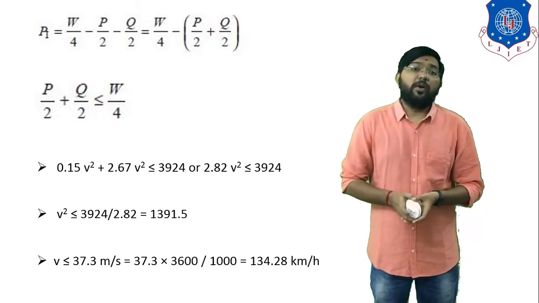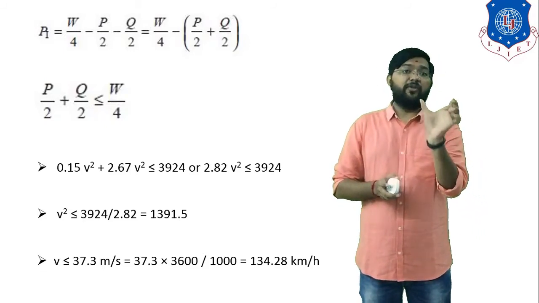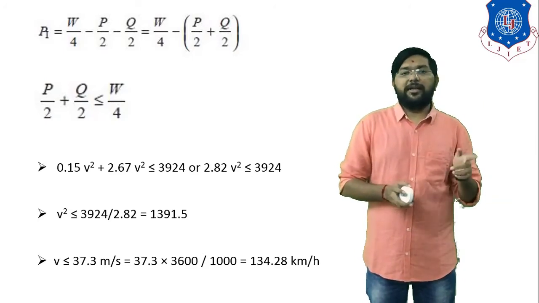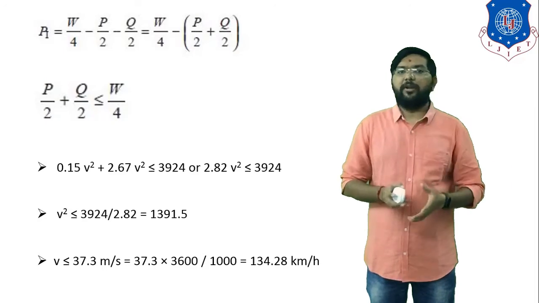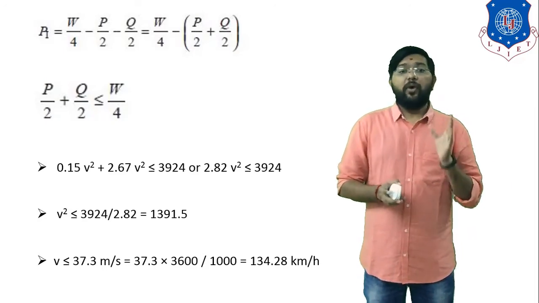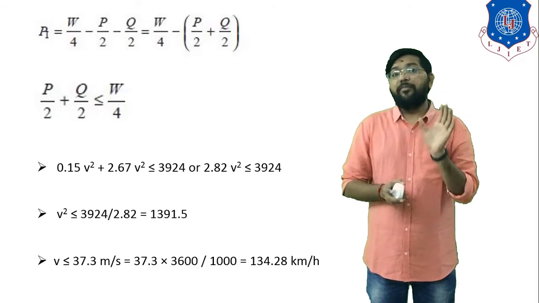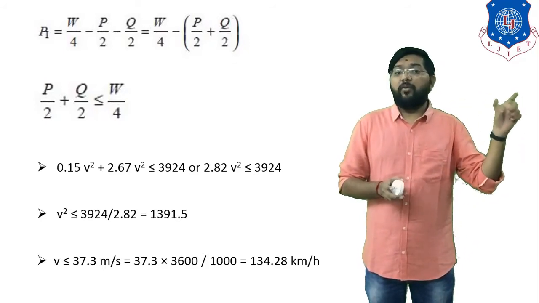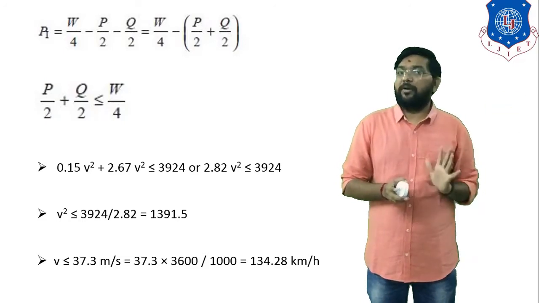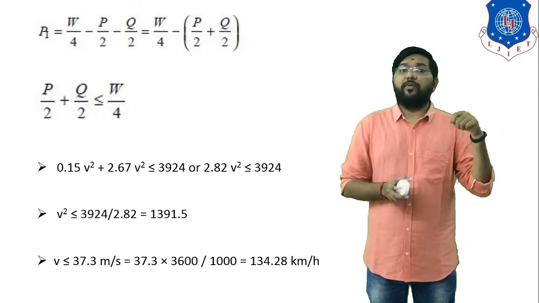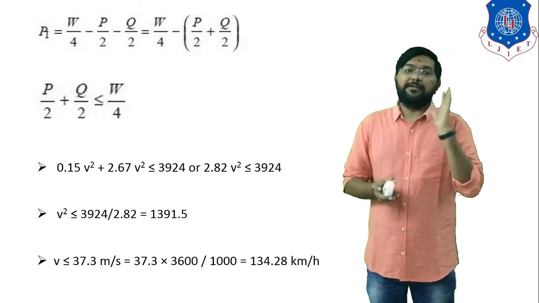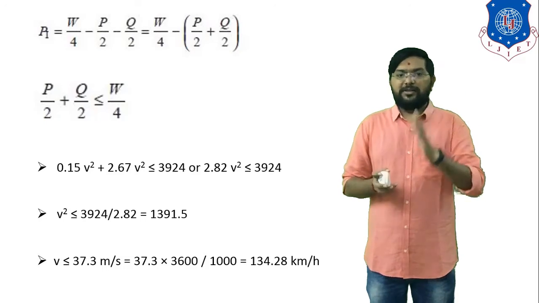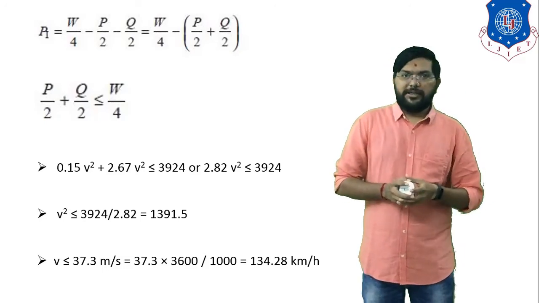But you have to convert this meter per second unit into kilometer per hour. Clear? So the answer for the velocity is 134.28 kilometer per hour. Meaning, you have to drive your car below this speed, below 134.28 km per hour. If you drive at a higher speed than this, then the inner wheel of the car will try to lift up. Clear? So this is the answer for that velocity.